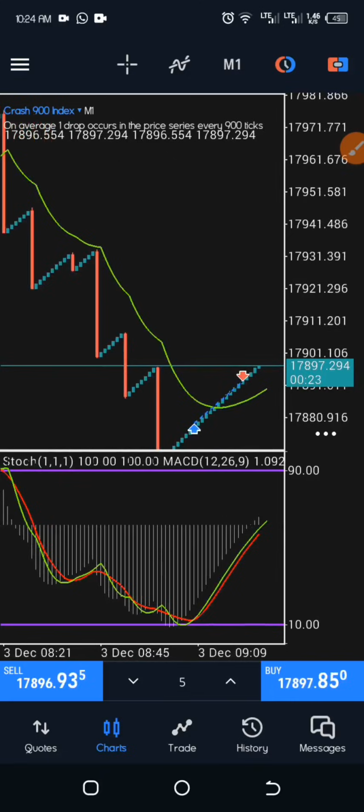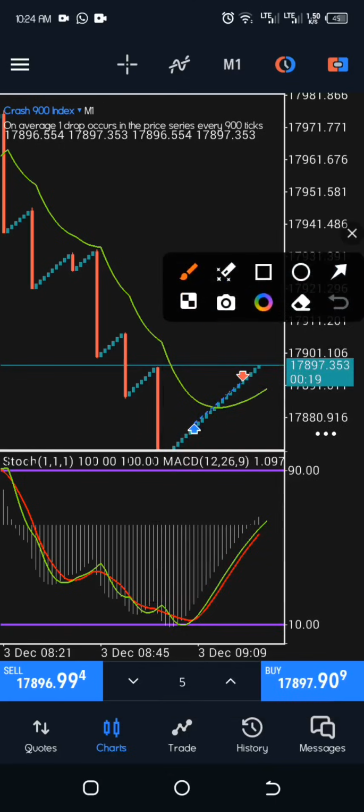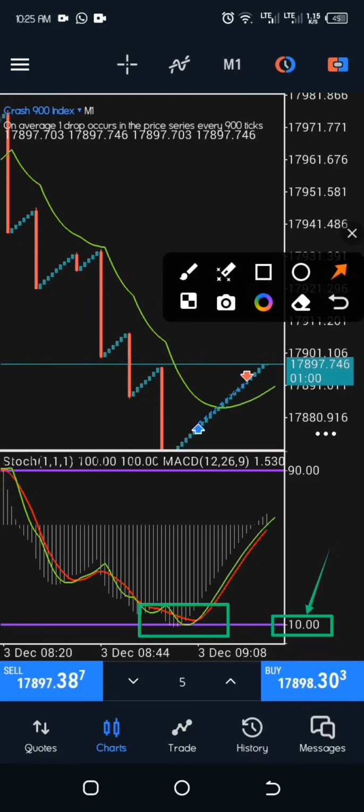Okay, so firstly, when we are taking a trade with this strategy, we always want to focus on a few things. The first thing we focus on is the MACD. It has to come straight to the 10 levels of the stochastic oscillator, which is very important. When it comes to the 10 levels, we also want to see the crossover happen between the lines, which is the MACD line and the moving average line. The crossover has to happen between them.